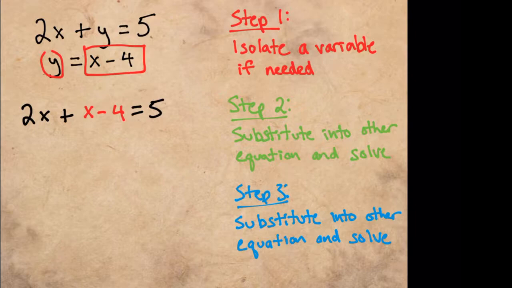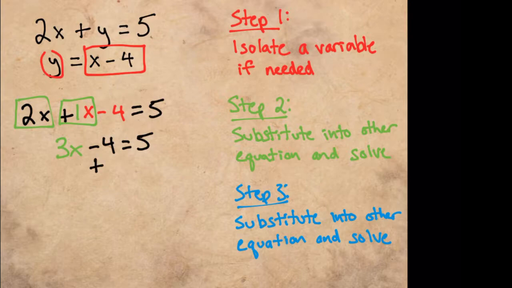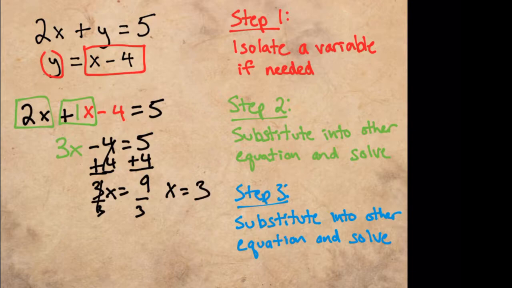From there, we just have to solve: get the x's alone, combine like terms, distribute, anything you need. You'll notice that we can combine these two terms. That's a 1x, which gives us 3x. Bring down the minus 4 equals 5. Then we're going to add 4 to both sides. This gives us 9, so 3x equals 9, and then the last step is to divide by 3. So that tells us that x equals 3.